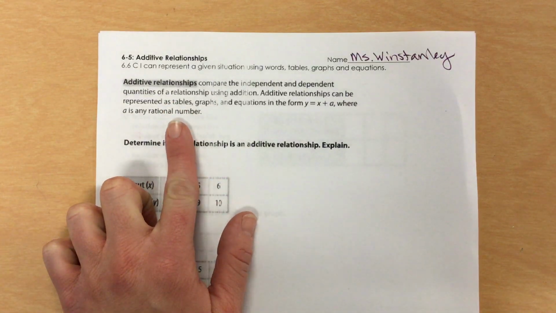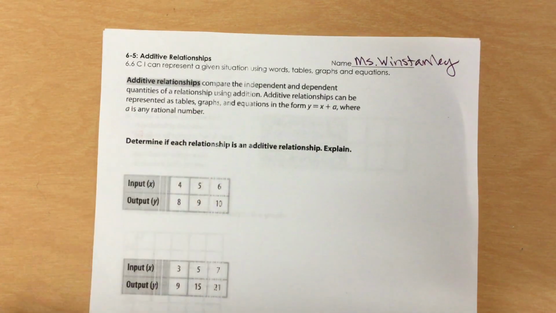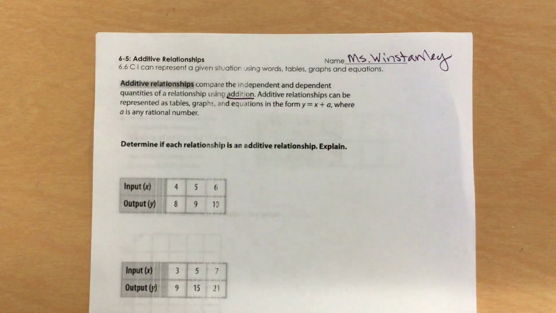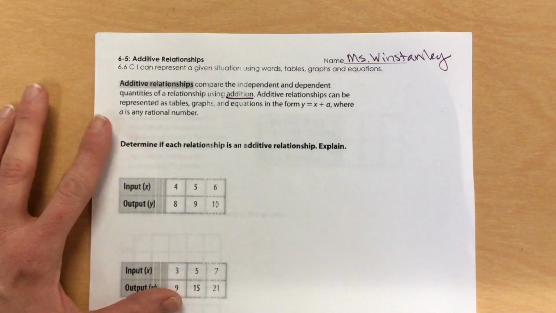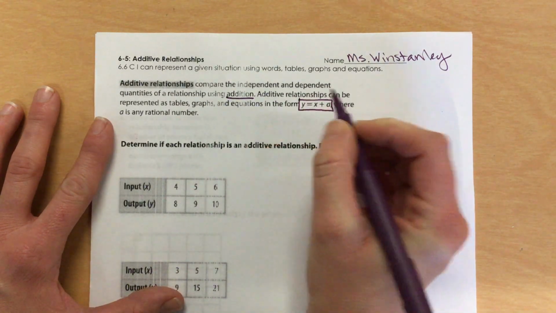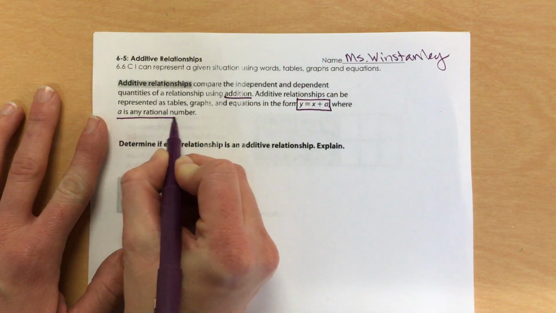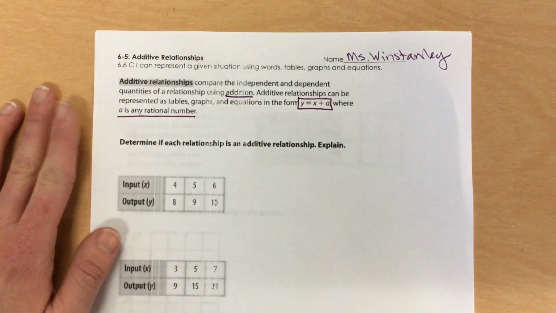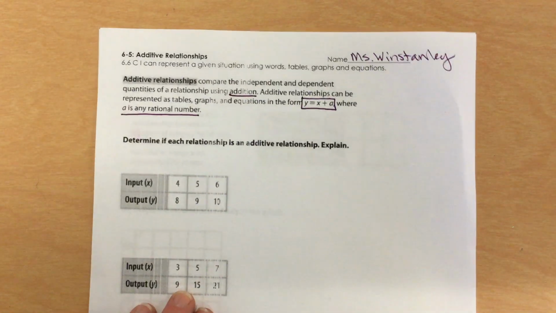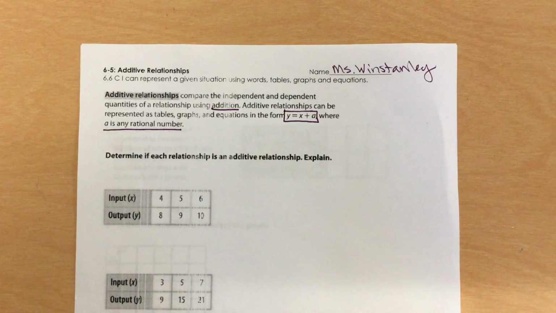Well, additive relationships compare the independent and dependent quantities of a relationship using addition. Additive relationships can be represented as tables, graphs, and equations in the form y equals x plus a, where a is any rational number. Remember, rational numbers are numbers that can be written as fractions. All right, so our first example says determine if each relationship is an additive relationship and then explain.